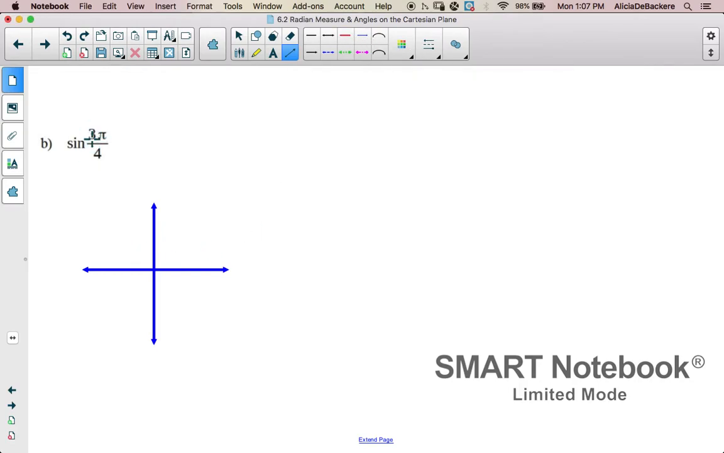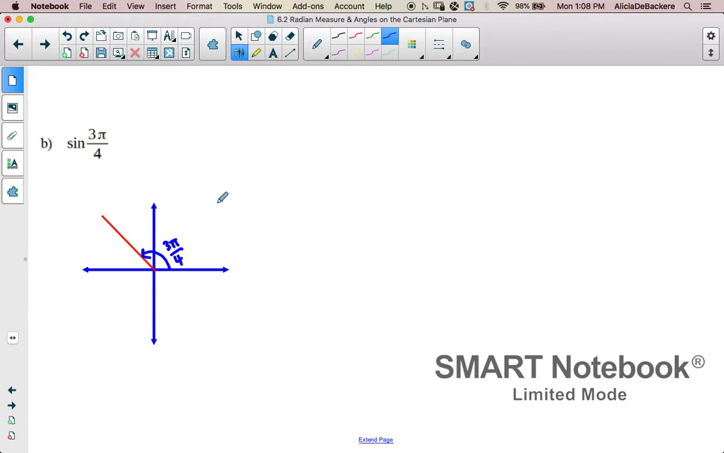So here I want to put 4 sections on the top, but I'm going to the 3rd section. So I'm going to imagine cutting the top into quarters. So I would have 1 quarter, 2 quarters, and then 3 quarters is the one that I care about. So there it is there. And then I can just label my angle. So there's my angle theta, 3 pi by 4.